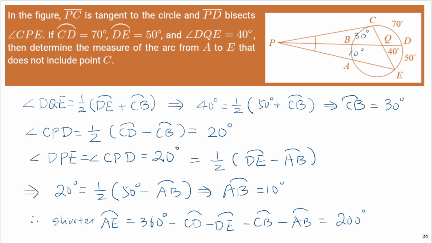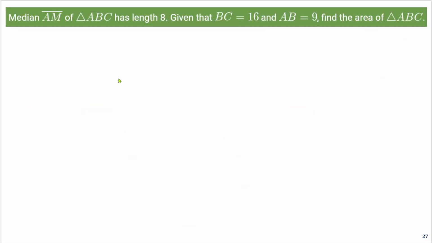Okay, then if you don't have any questions, let's consider another question. Median AM of triangle ABC has length 8. Given that BC is 16, AB is 9, can you find the area of triangle ABC?